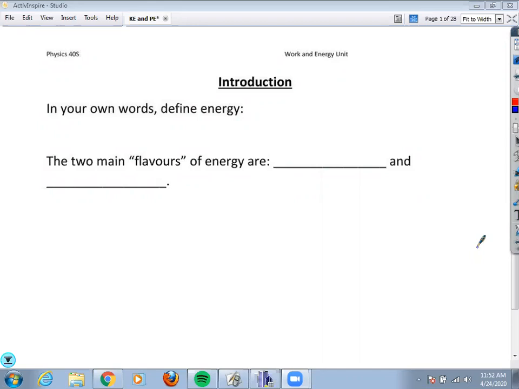So we'll begin by giving a definition of energy. Energy is defined as the ability to do work. It seems like a circular definition because, of course, work is defined as a transfer of energy into or out of a system. Nevertheless, the basic definition of energy is the ability to do work.